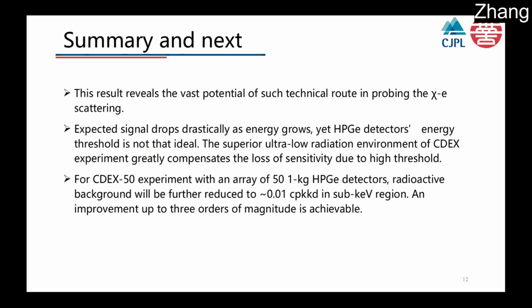And for our next steps, the CDEX-50 experiment will use an array of 51 kilogram high-purity germanium detectors, where the radioactive background will be further reduced to about 0.01 counts per keV per kilogram per day in the sub-keV region, which is 200 times lower than our current background level. We anticipate that we can get an improvement of up to 3 orders of magnitude.